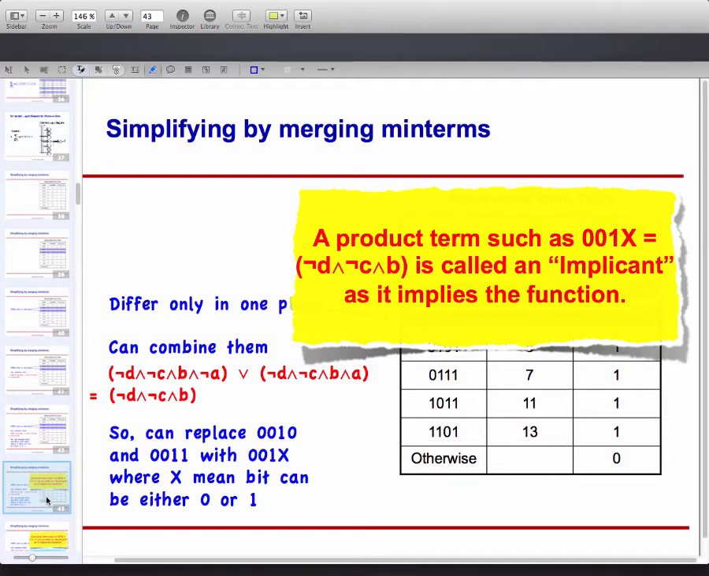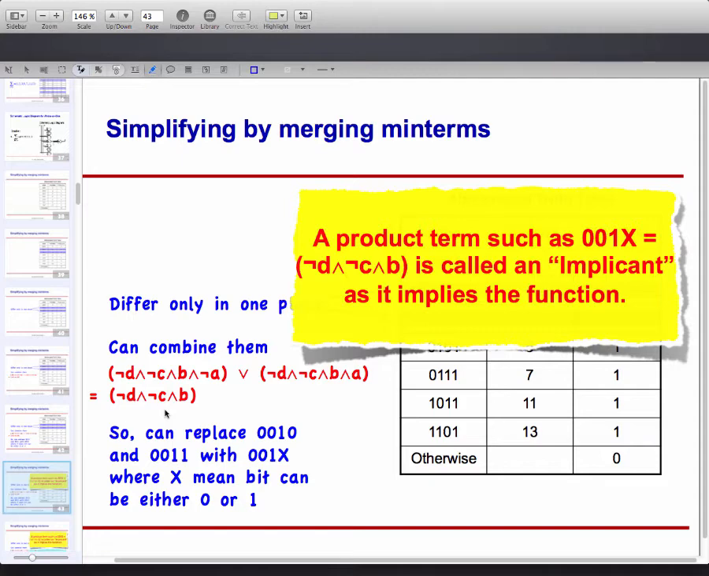So these kind of smaller combined terms, where I now have an AND term where not all the literals are appearing. I have 4 literals A, B, C, D, but in this AND term, only 3 of them are appearing. So these are called implicants. And what implicant basically means is that it implies the function is 1. So whenever this is true, the function is 1. So that's why they're called implicants.